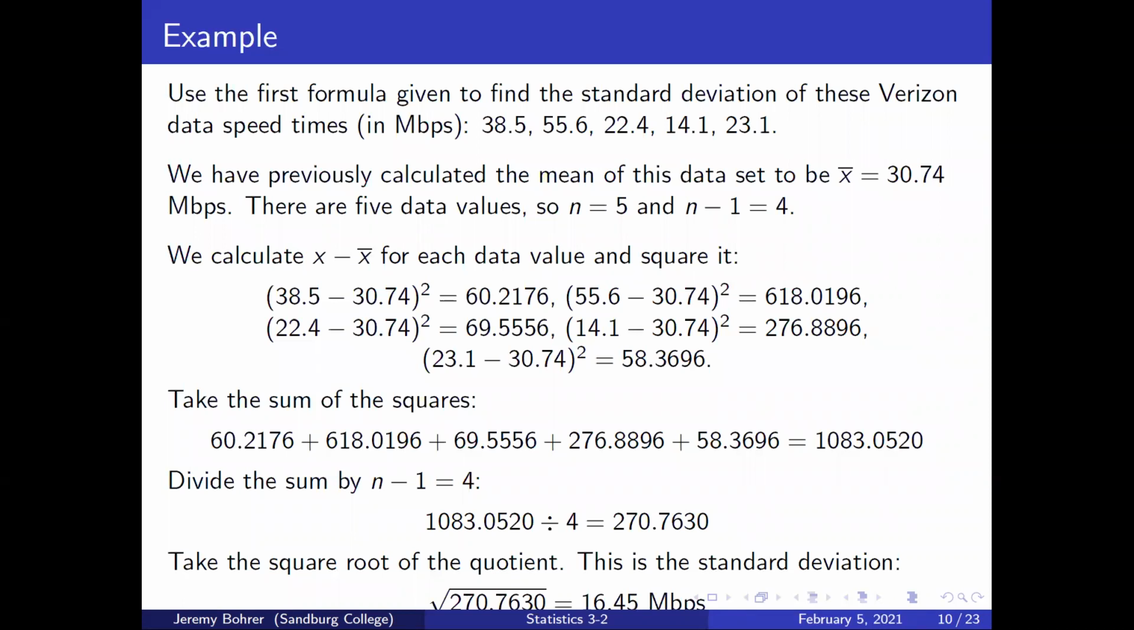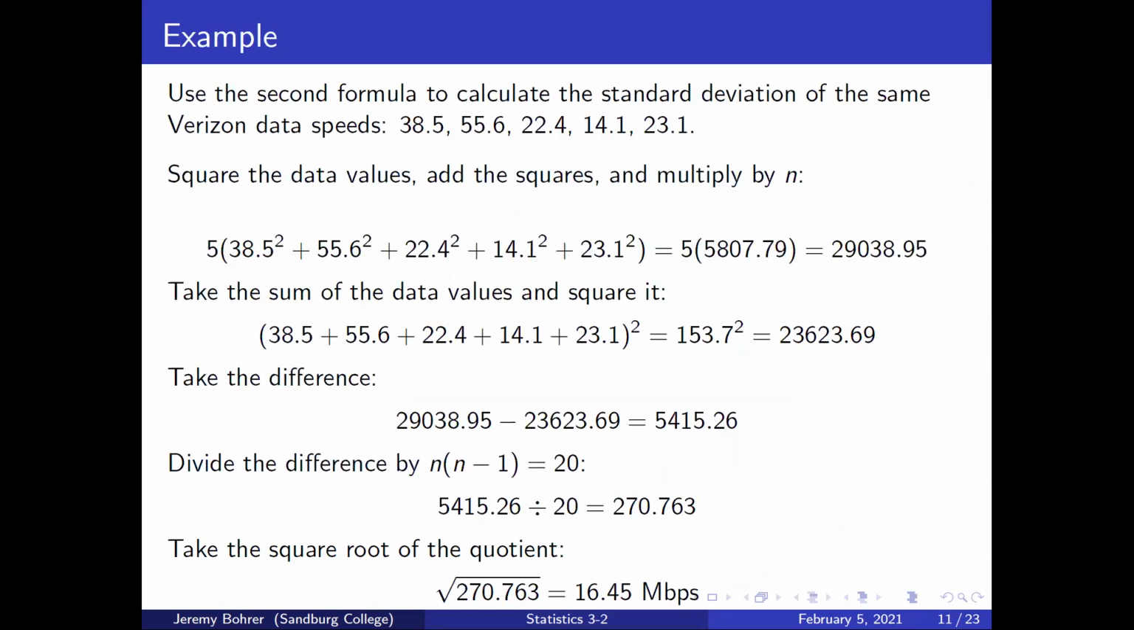We calculate x minus x bar for each data value and square it, and here are those squares. We take the sum of the squares, which is 1083.0520, and divide the sum by n minus 1 equals 4, which is 270.7630. Take the square root of the quotient, and this is the standard deviation. That is, the square root of 270.7630 is 16.45 megabits per second. This is, of course, rounded to the second decimal place.